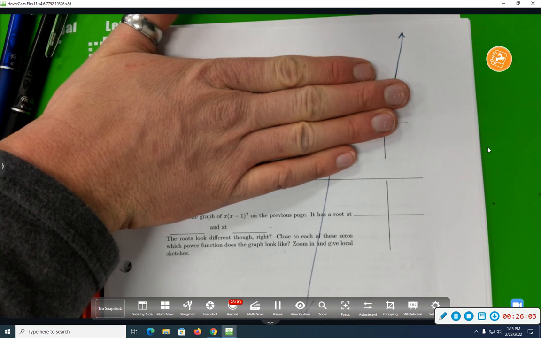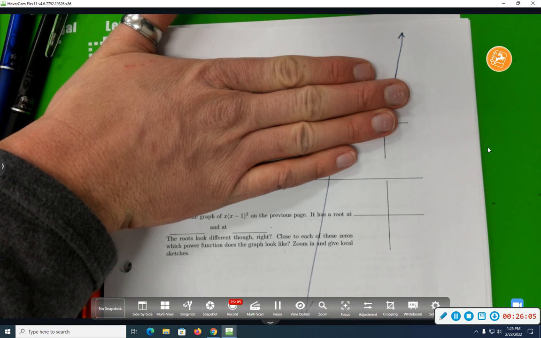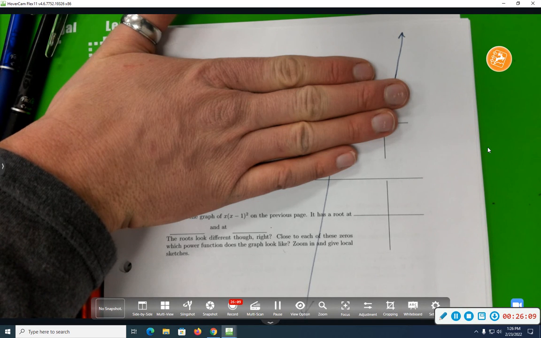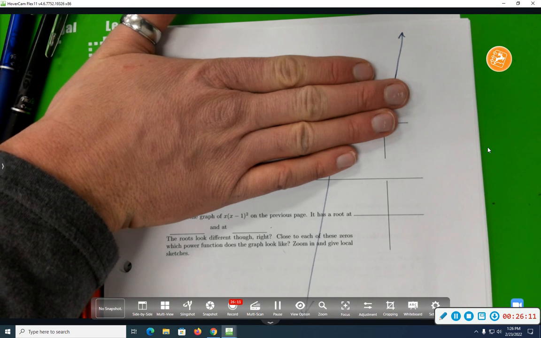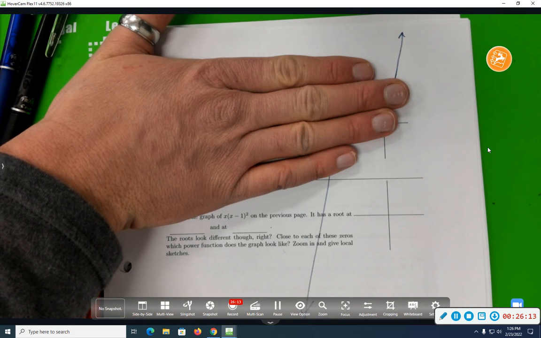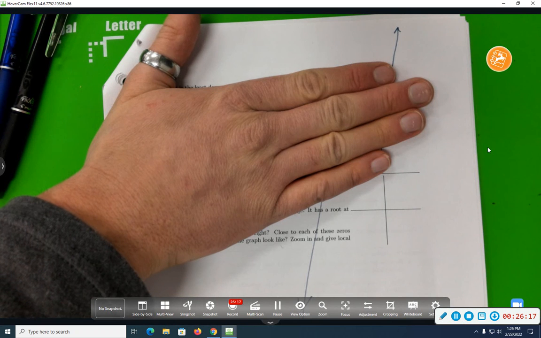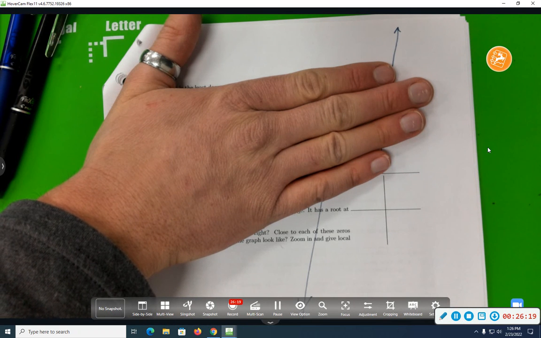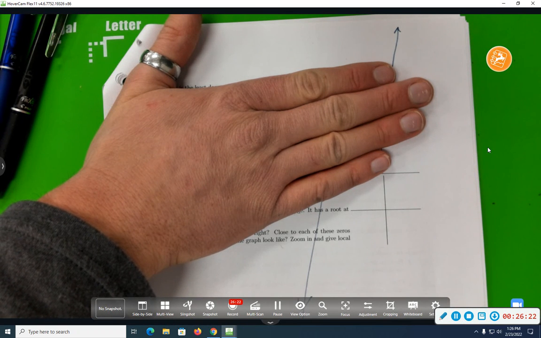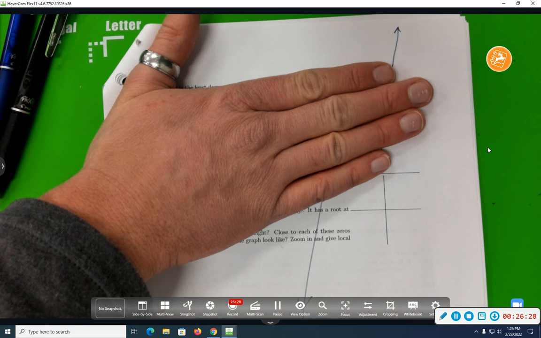what type of polynomial does it look like now? Even power function or odd power function? Odd power function. It's going from negative to positive. Even power functions don't do that. Does it look like a power function that's the right way up or that's been flipped over the y-axis? Does it look like x cubed or negative x cubed? X cubed.